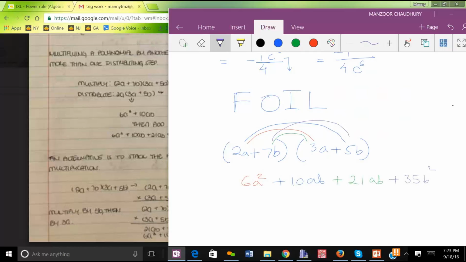Then you have to see which terms are the same. So you can see this is the same. 6A squared plus 31AB plus 35B squared. Make sense? You should not memorize it. It's pretty intuitive. You just make sure everything gets multiplied with everything.